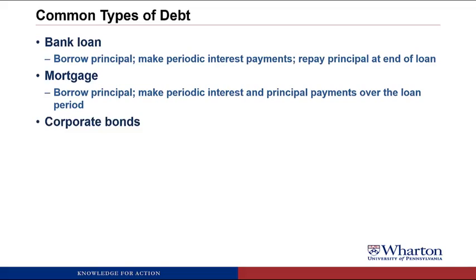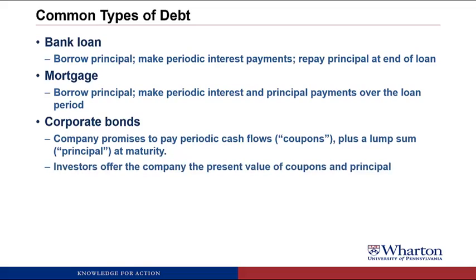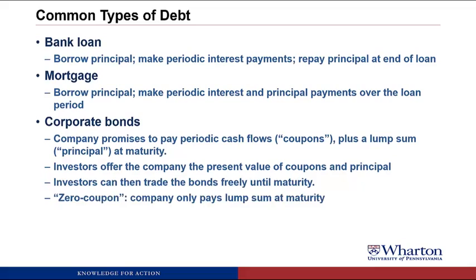And then we'll talk about corporate bonds. Corporate bonds are where a company promises to pay periodic cash flows, which we're going to call coupons, plus a lump sum at maturity, which we're going to call the principal. What the company does is offer these to the public, and then investors offer to pay the company the present value of the coupons and the principal. So that's how much cash the company raises from issuing the bond. Investors can then sell the bond to other people freely until the maturity of the bond.